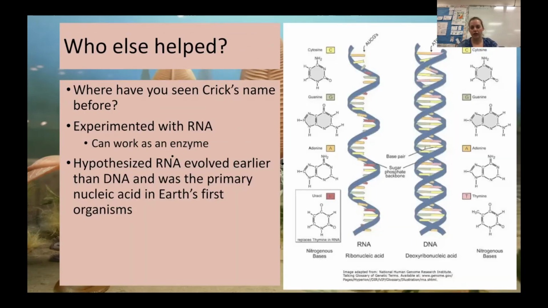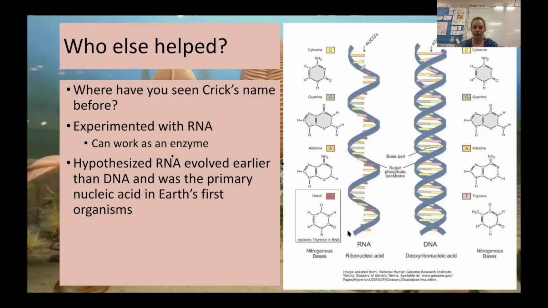Now, we've seen Francis Crick's name before. Remember Watson and Crick, the Nobel Prize winners for determining the structure of DNA, with Maurice Wilkins there at the end as well. Now, Francis Crick was also involved in his own work. He experimented with RNA as well. So not just this double helix of DNA, but this single strand of nucleic acids known as RNA.